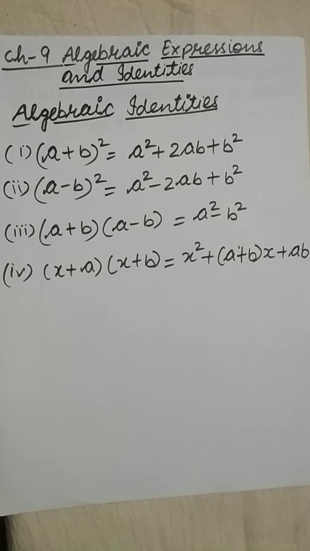Now the first identity is (a plus b) whole square, which is equal to a square plus 2ab plus b square. The second one is (a minus b) whole square, which is equal to a square minus 2ab plus b square. The third one is (a plus b) into (a minus b), which is equal to a square minus b square. And the fourth one is (x plus a) into (x plus b), which is equal to x square plus (a plus b) x plus ab. These are the 4 identities which we are going to apply for the solution of exercise 9.5.